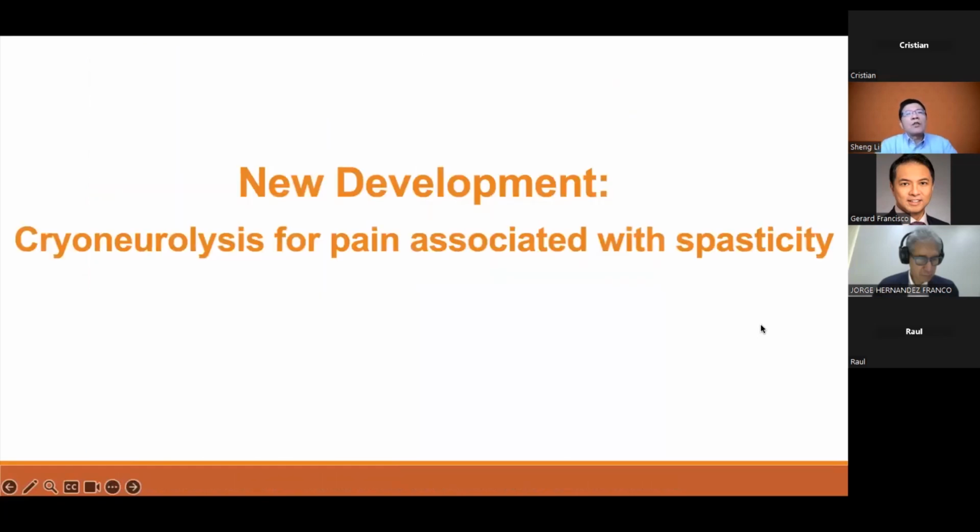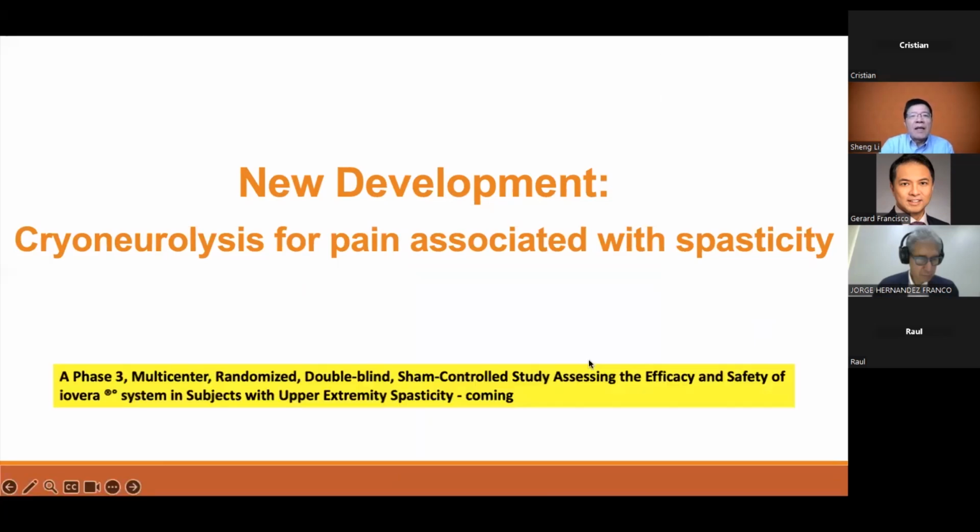So now let's move on to the new development of cryoneurolysis. Cryoneurolysis is FDA approved for pain management only, and current clinical use in my practice is for pain management associated with spasticity. And there is a clinical trial coming for FDA approval for this purpose.